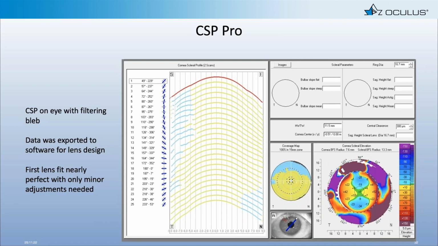And we were able to use this map with some integrated software to create a very appropriate lens fit, and the patient's successfully fitted with a scan-based scleral lens that works and it vaults up over that filtering bleb beautifully and is able to work very well for this patient. So again, the CSP Pro provides that information that we need to then feed into software for lens design.